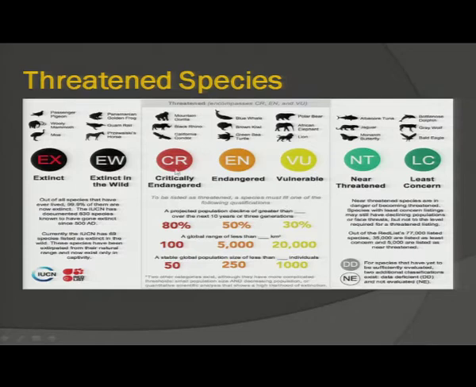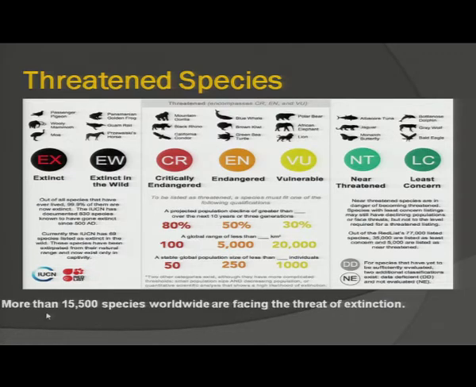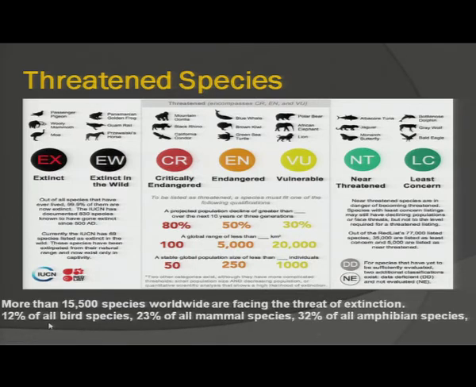So, these are the species which are under threat and we need to conserve them, we need to protect them. The examples being mountain gorilla, blue whale, polar bear, black rhino, brown kiwi, African elephant, lion, green sea turtle, California condor. These are examples of the threatened species, and there are many more such threatened species. More than 15,500 species worldwide are facing the threat of extinction. Among them, 12% are bird species, 23% are mammal species, 32% are amphibian species, and 31% are gymnosperms.